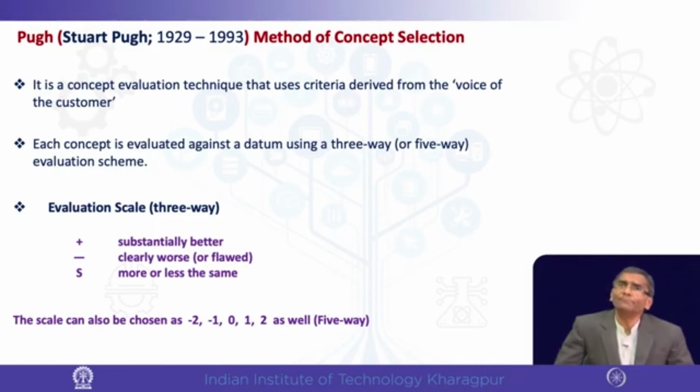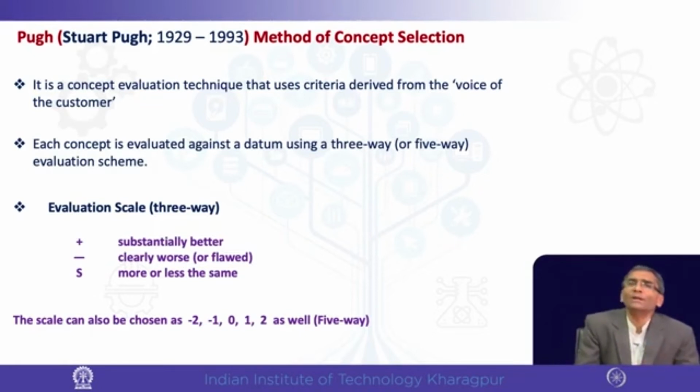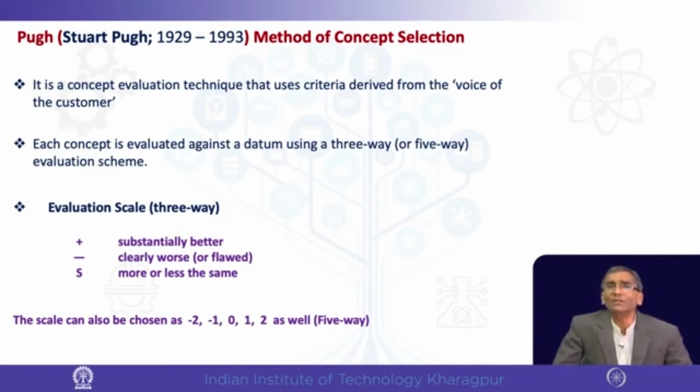And for five-way, similarly sometimes it is used as double plus, plus, 0, minus, double minus, etc., but also numerical values are used: -2, -1, 0, 1, 2. So, these are the 5 levels of their concept conditions compared to a reference or benchmark level, which here we call datum.